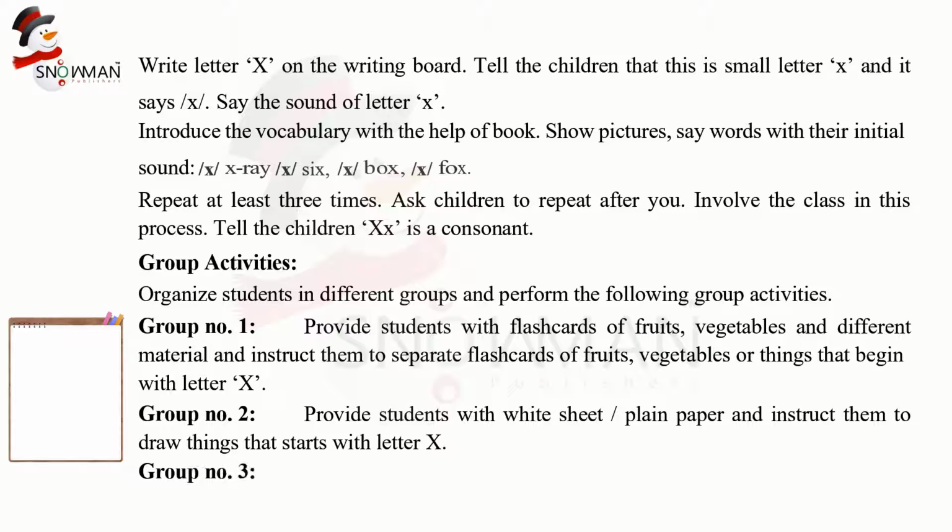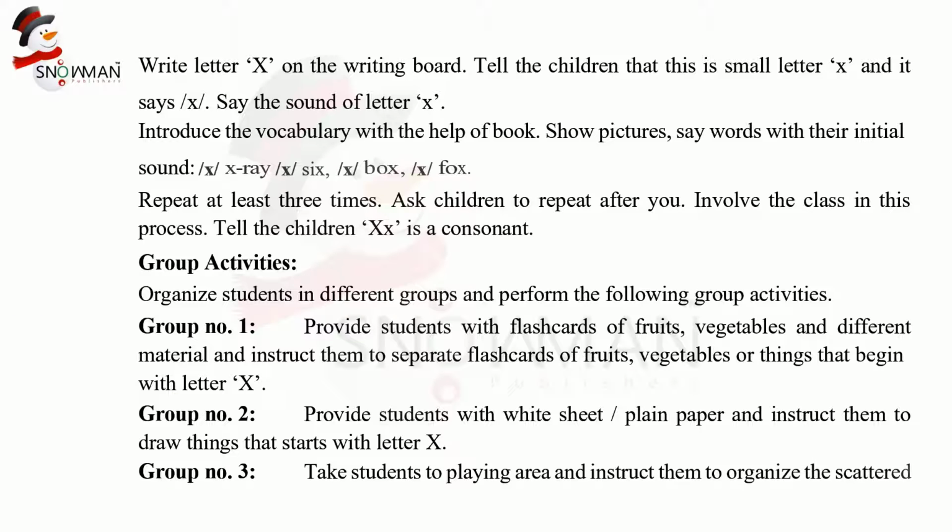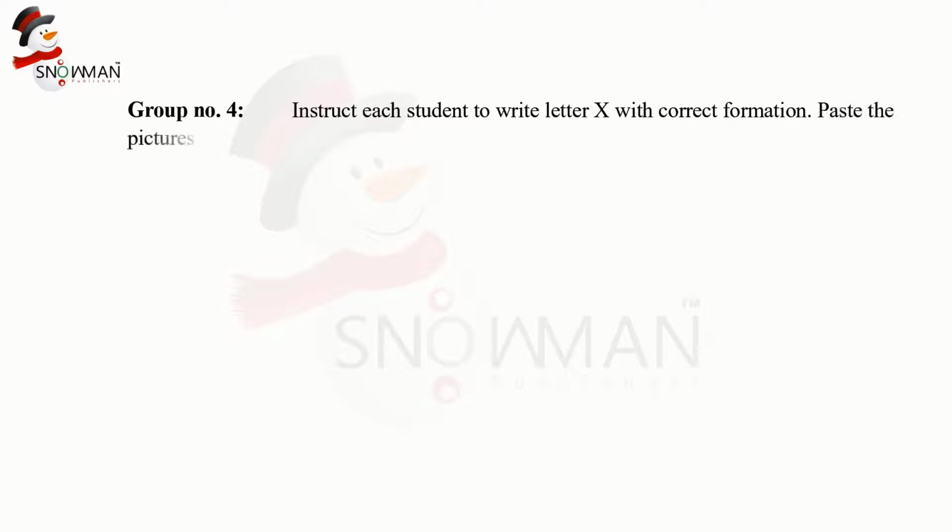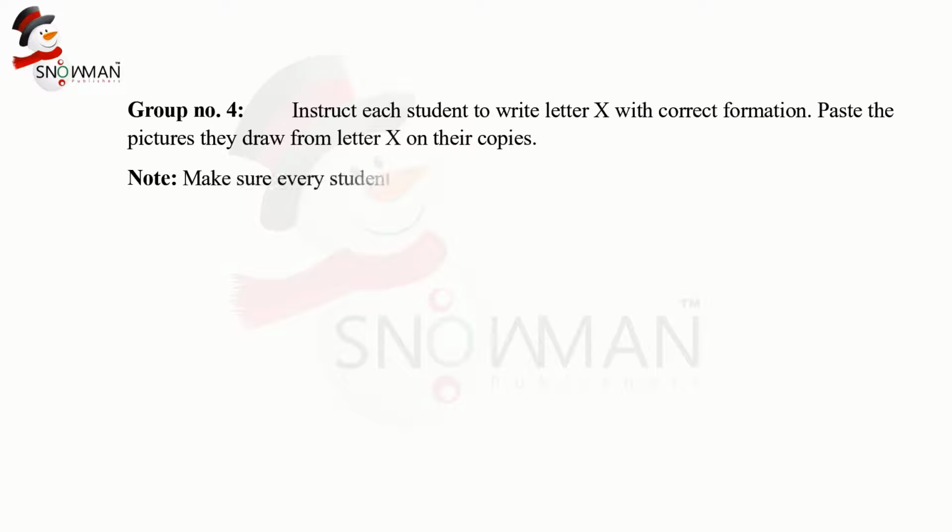Group number 3. Take the students to the playing area and instruct them to organize the scattered objects in different boxes and label them according to their categories. Group number 4. Instruct each student to write letter X with correct formation. Paste the pictures they draw of letter X on their copies. Note: make sure every student performs the group activity.